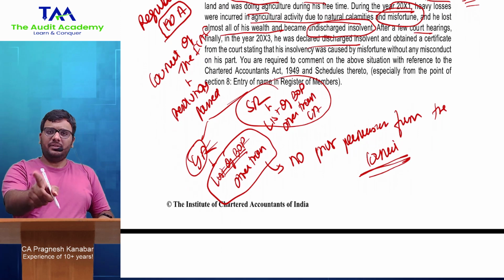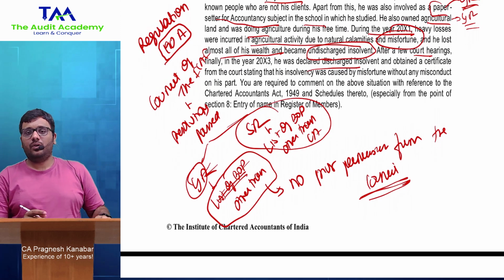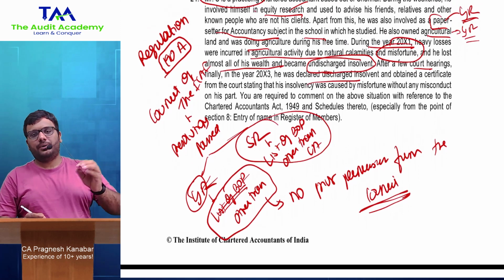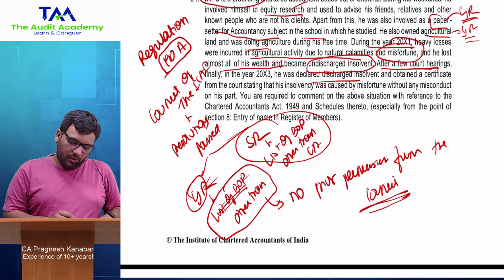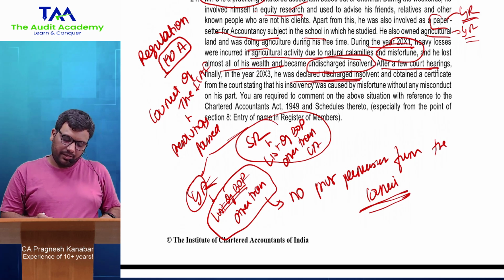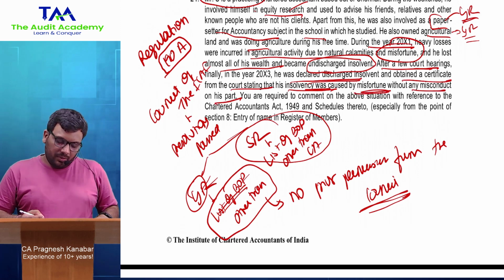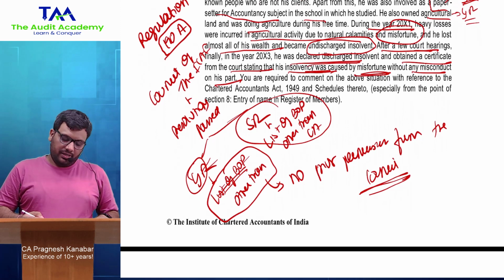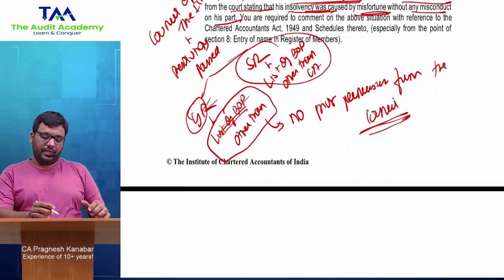अगर ये सर्टिफिकेट मिल जाता है तो फिर आप इंस्टीट्यूट के पास रिस्टोरेशन ऑफ मेंबरशिप के लिए अप्लाई कर सकते हो, वरना जैसे ही इंसॉल्वेंट हो जाते हो वो लोग मेंबरशिप के रजिस्टर से नाम निकाल देते हैं. After a few court hearings, he was declared discharged insolvent and obtained a certificate from the court stating that his insolvency was caused by misfortune without any misconduct on his part. You are required to comment on the above situation with reference to C Act 1949 and schedules thereto, especially from the point of view of Section 8.